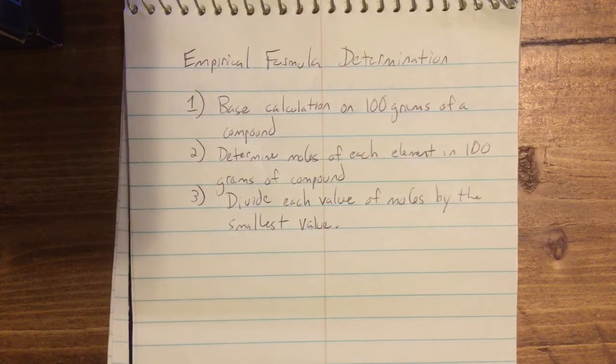The way to determine the empirical formula is you want to base all your calculations on 100 grams of a compound. So if you're given the formula, or within the problem, if they give you the percentages, you turn those percentages into grams, and then you calculate it based off that. The second step is then to determine the moles of each element within those 100 grams. And then the final step is to divide each value of moles by the smallest value that you just calculated. So it might be a little bit confusing, at least at first, but when we do a few practice problems, it'll make more sense.